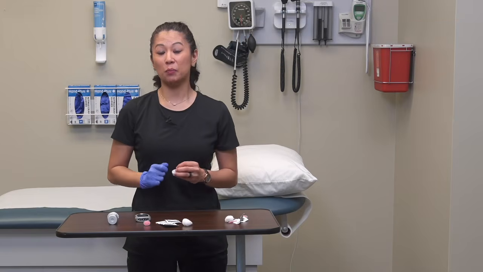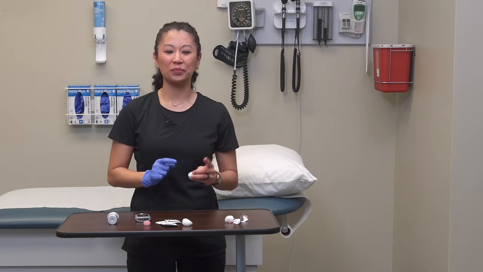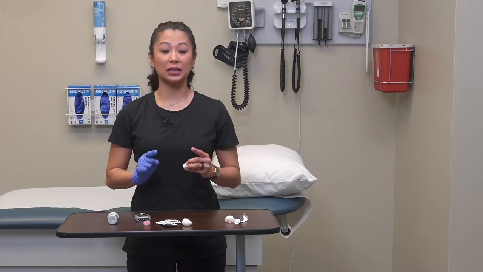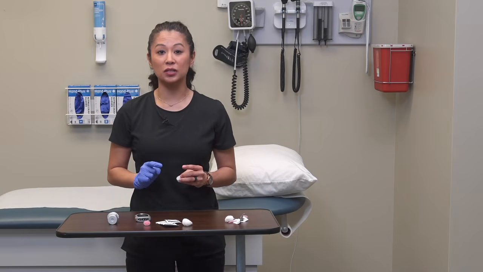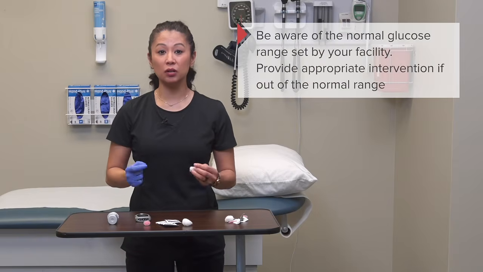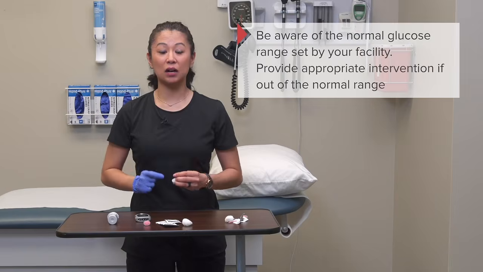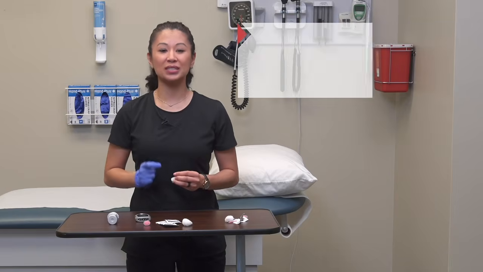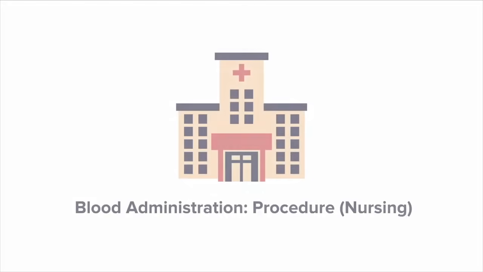Now, here's a really important point to note before we go. It's important to know your facility's normal glucose ranges. If it's out of range, this may warrant that you contact the nurse, or if you're the nurse themselves, you may need to look for these results to see if they need prompt attention.